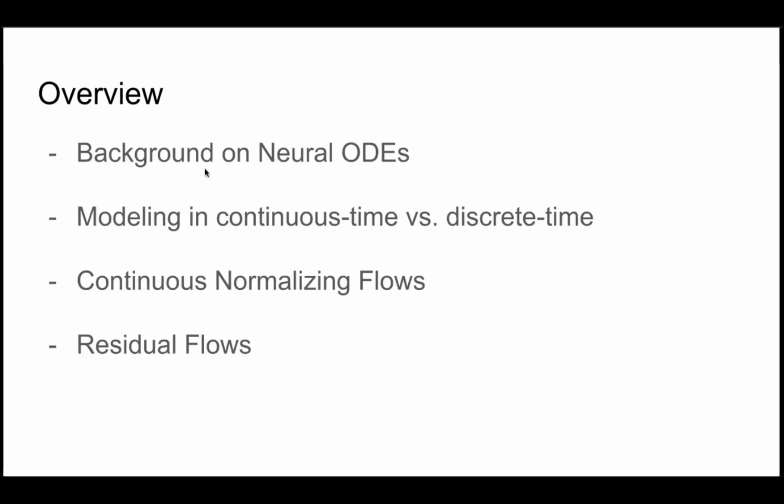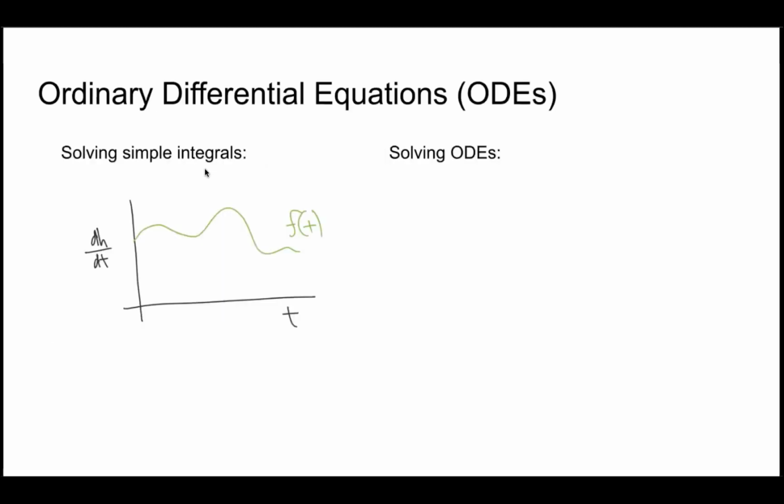Highlighting the use of neural ODEs to construct tractable generative models, using specifically continuous normalizing flows and a more constrained but highly scalable variant called residual flows. Right, so just so we're on the same page, I just wanted to give a very brief intro into how ODEs work, how they can be numerically computed in practice, and the motivation behind their use as a modeling tool.